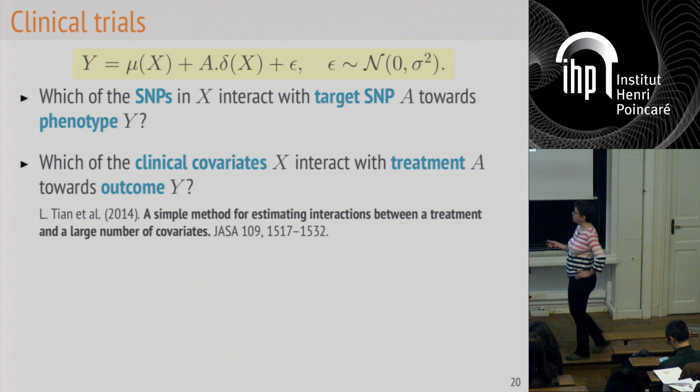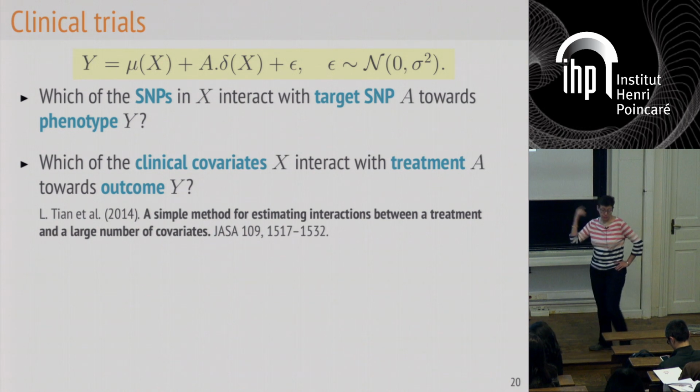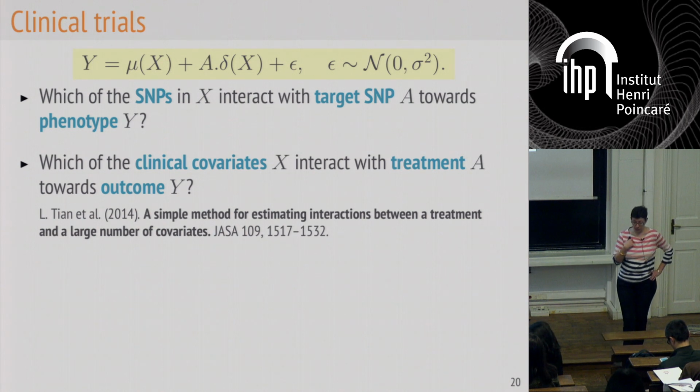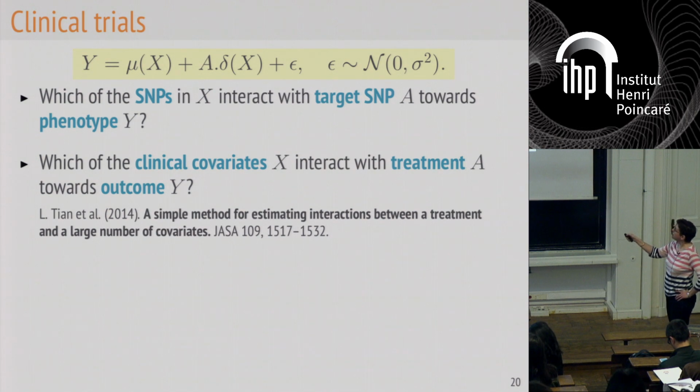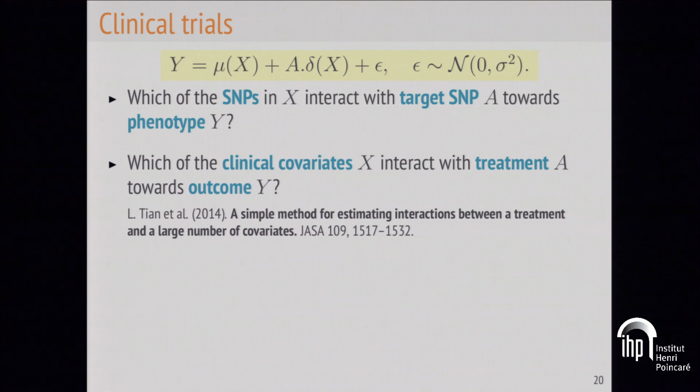Okay, so we're not the first people to look at this type of models, and in particular, this is something that people do in clinical trials. So they have exactly the same question, but with different words. We're wondering which of our SNPs in X interact with our target SNP A towards explaining phenotype Y. And in clinical trials, people are wondering which of the clinical covariates in X interact with the treatment A towards the outcome Y, so whether or not the treatment works.